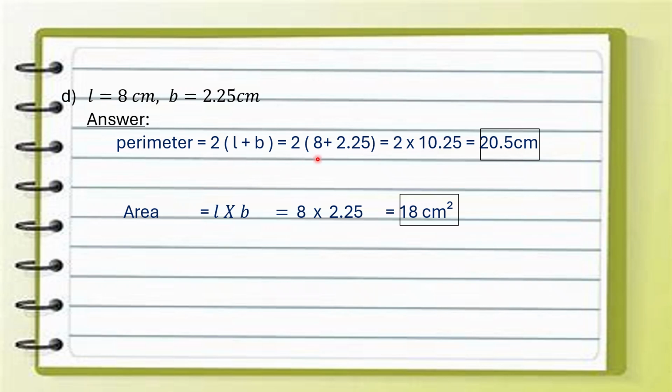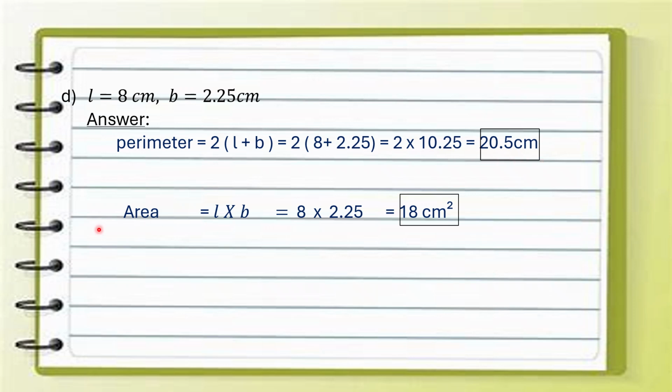So what is our L? That is 8. What is our B? That is 2.25 centimeter. Okay, just we substitute here. So 2 of 8 plus 2.25, which is equals to 2 into, 8 plus 2.25 is 10.25. So 2 into 10.25 is 20.5 centimeter.